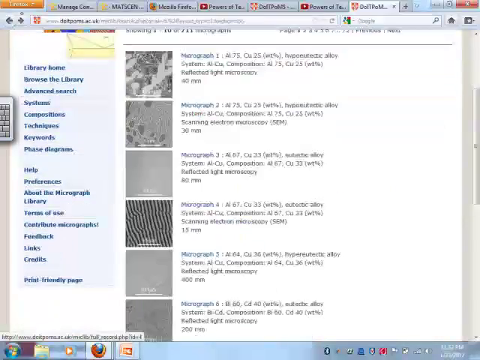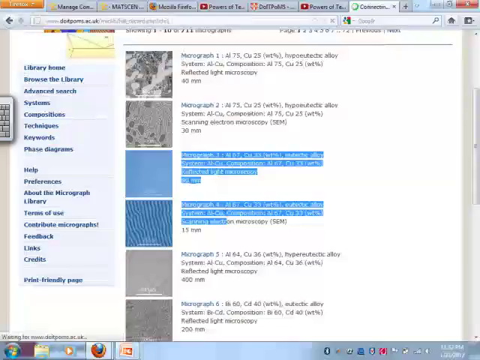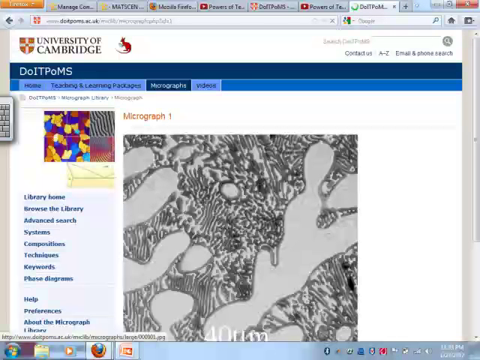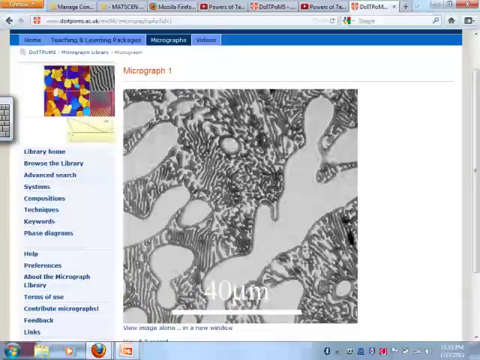Let's continue to go back. A typical light micrograph might be this one, micrograph 1, 75% aluminum, 25% copper. Again, look more closely at it. This is a light micrograph with a 40 micron marker, and this is aluminum that's solidified first, and then this is a mixture of two phases, the light phase being aluminum, and the darker phase being an aluminum copper compound. That's what a typical microstructure looks like, and we material scientists put these things together like this all the time.